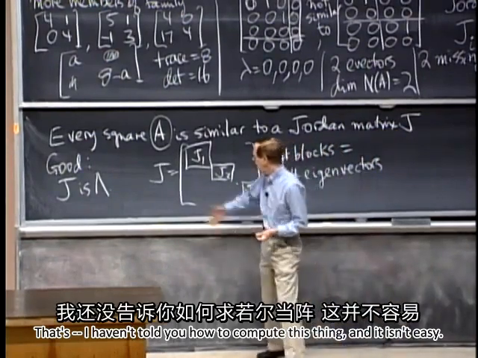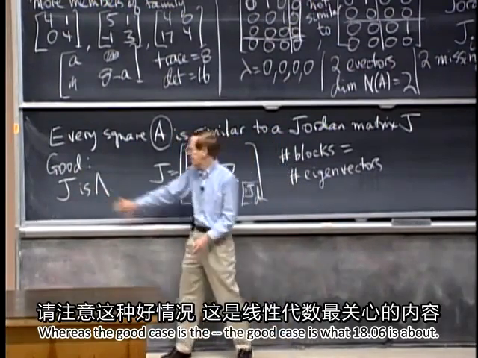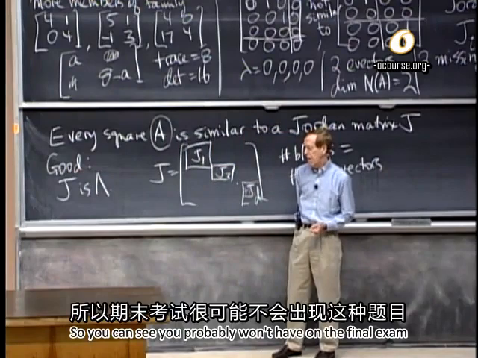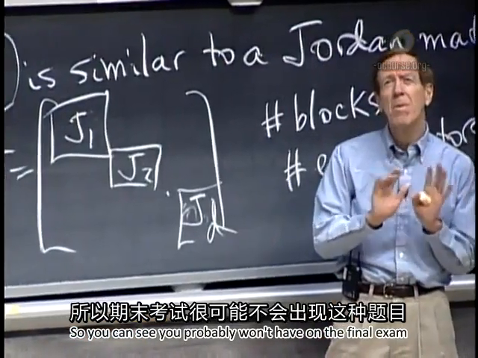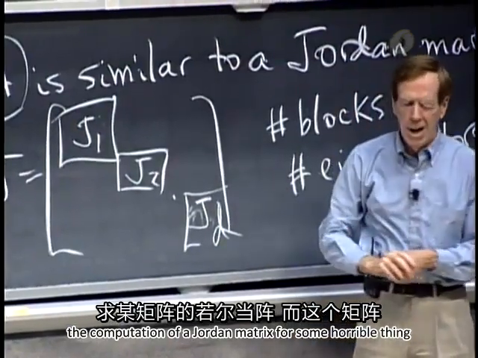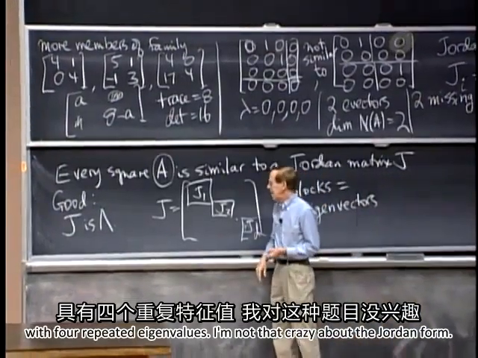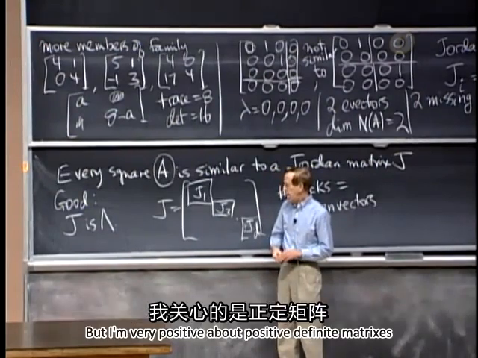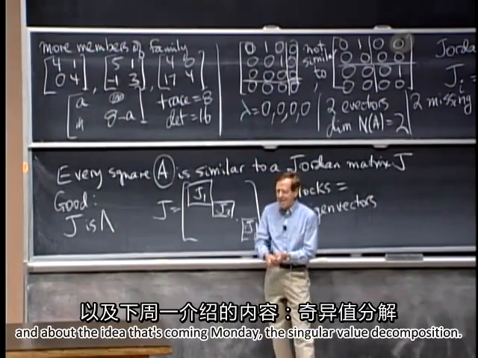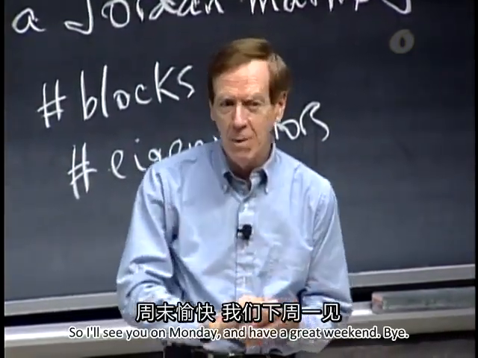Okay, that's a description of Jordan. I haven't told you how to compute this thing. And it isn't easy. The good case is what 18.06 is about. This case is what 18.06 was about 20 years ago. So you probably won't have on the final exam the computation of a Jordan matrix for some horrible thing with 4 repeated eigenvalues. I'm not that crazy about the Jordan form. But I'm very positive about positive definite matrices and about the idea that's coming Monday, the singular value decomposition. So I'll see you on Monday, and have a great weekend. Bye.